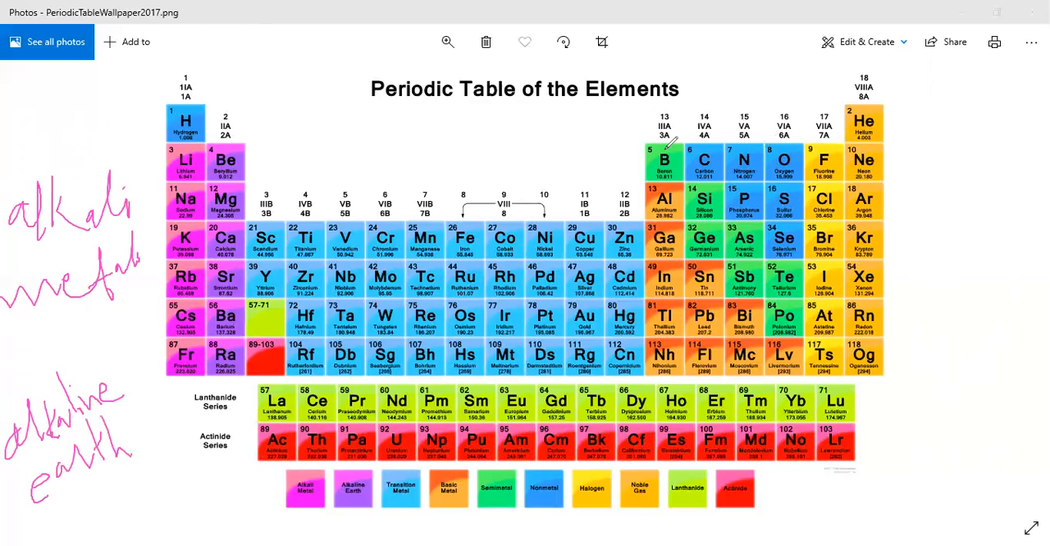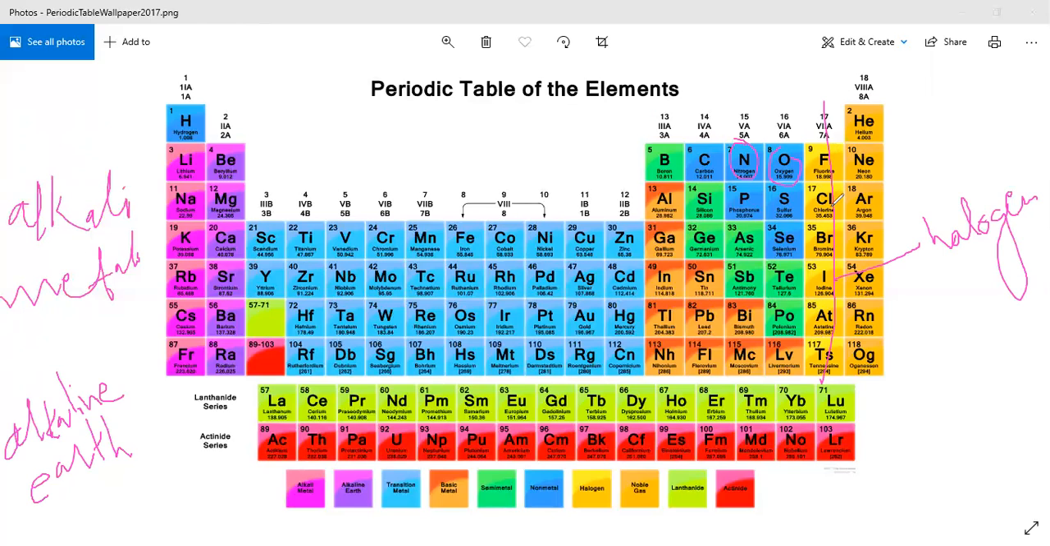The elements of group 13 are named the boron family. Next we have the carbon family. Group 15 elements are named the nitrogen family because their first element is nitrogen. Next we have the oxygen family. Elements of group 17 are named halogens.